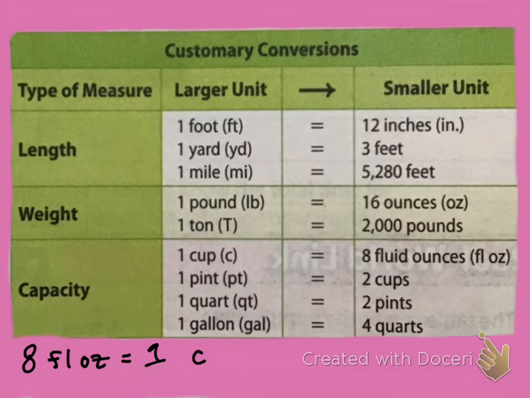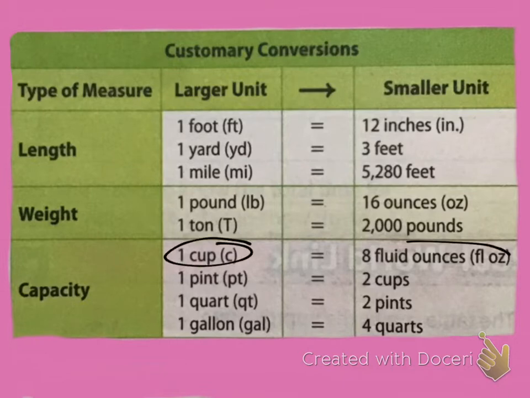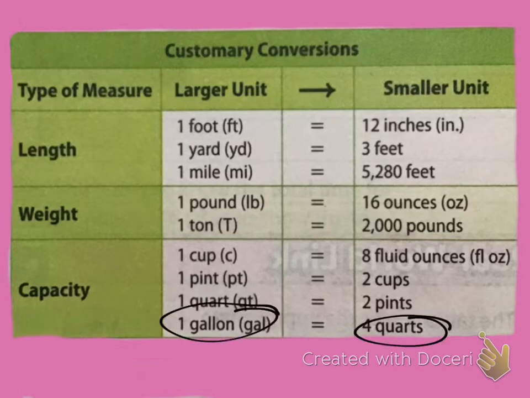As we know, the larger units are on the left and the smaller units are on the right. So a cup is bigger than fluid ounces. A pint is bigger than a cup. A gallon is bigger than a quart and stuff like that. So we've got them all in order. Make sure you copy these down.